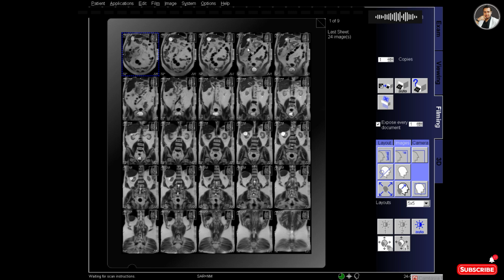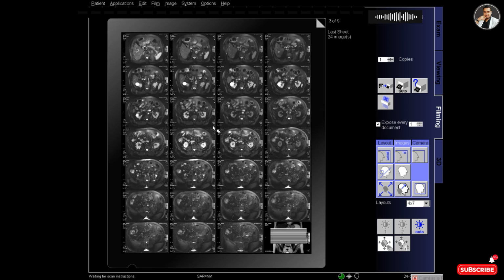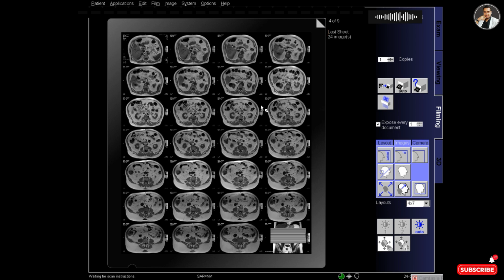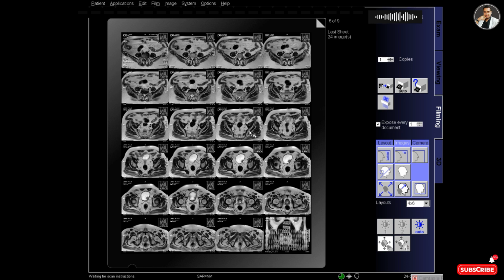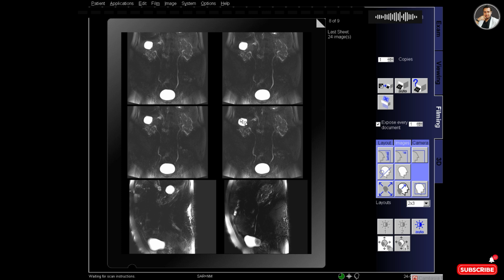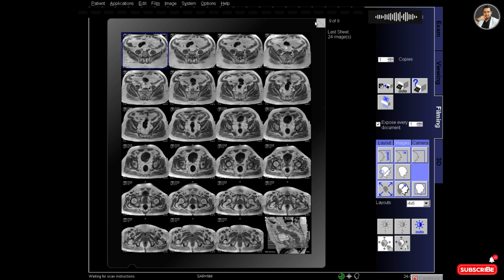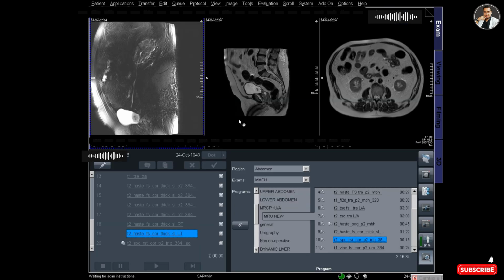You can see how I prepare my films. T2 coronal, then T2 hashed axial upper abdomen, T2 fat set axial upper abdomen, and then T1 flash axial upper abdomen, and T2 fat set lower abdomen, and then normal T2 lower abdomen, and then T2 sagittal lower abdomen, and then T2 thick slice urogram images, and then T1 axial.